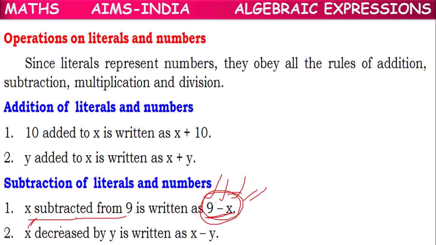So x decreased by y means x less than y. Sorry, x is decreased by y means the value x decreases by y, means from x we have to subtract the y. So x minus y is the correct expression. In this way we can add and subtract the literals and numbers, and their combination we can write as per the meaning of the statement.